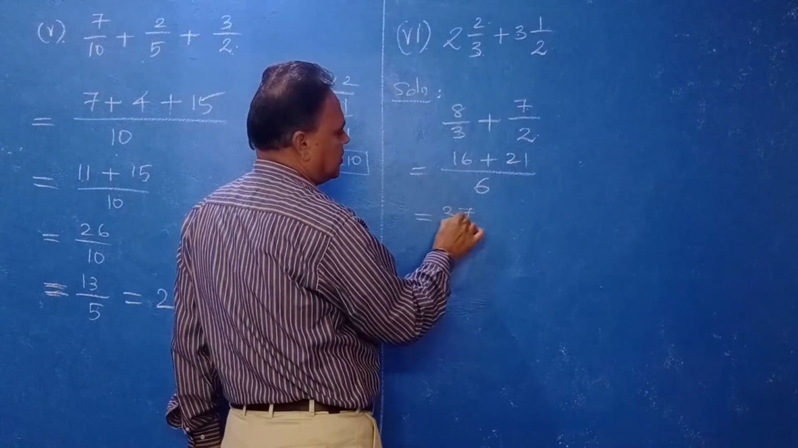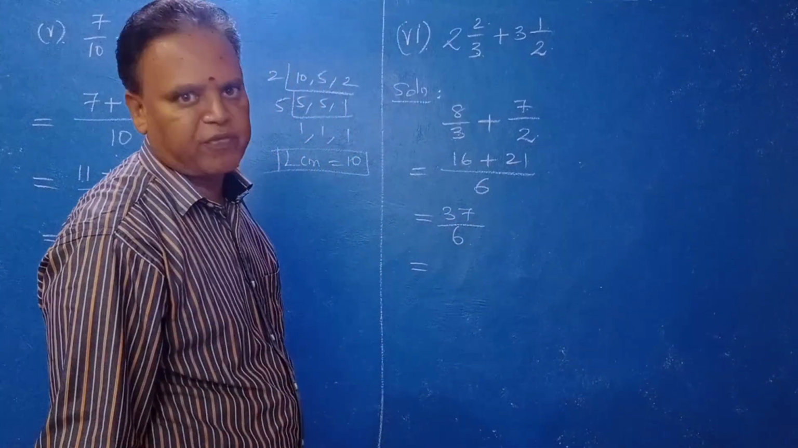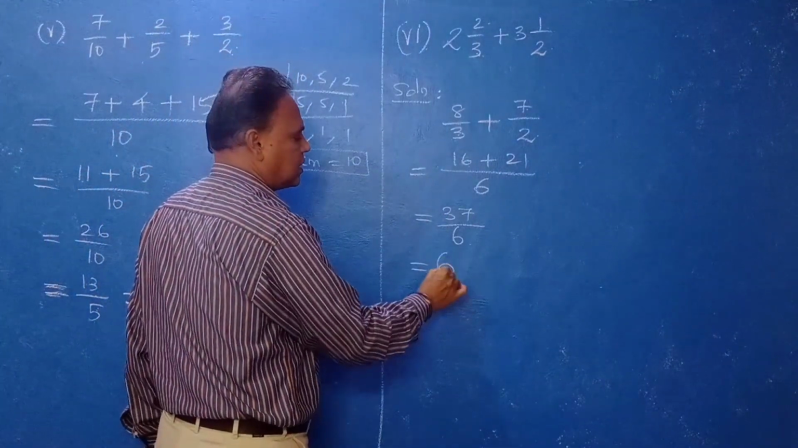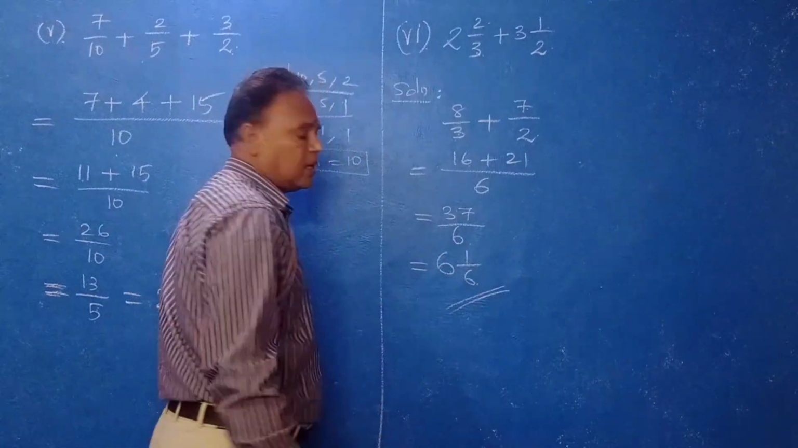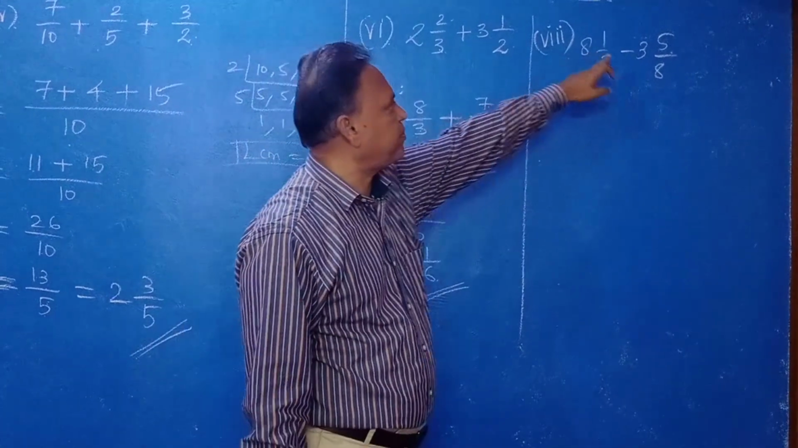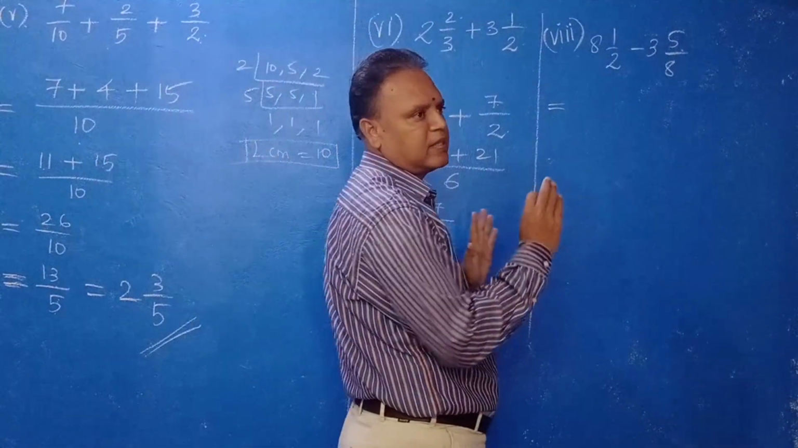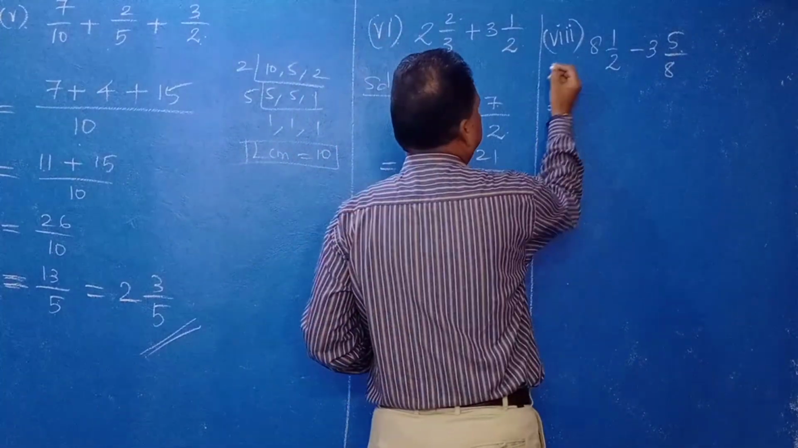Now easily we can add. 16 plus 21 is 37 by 6. So 37 by 6 is an improper fraction. So convert. How many times will it go? 6. What is the remainder? 1 by 6. 6 1 by 6. Next you see, subtraction is given. Clear? Same way you have to do. Minus symbol there means minus, you have to put and subtract. Okay. Now you see.